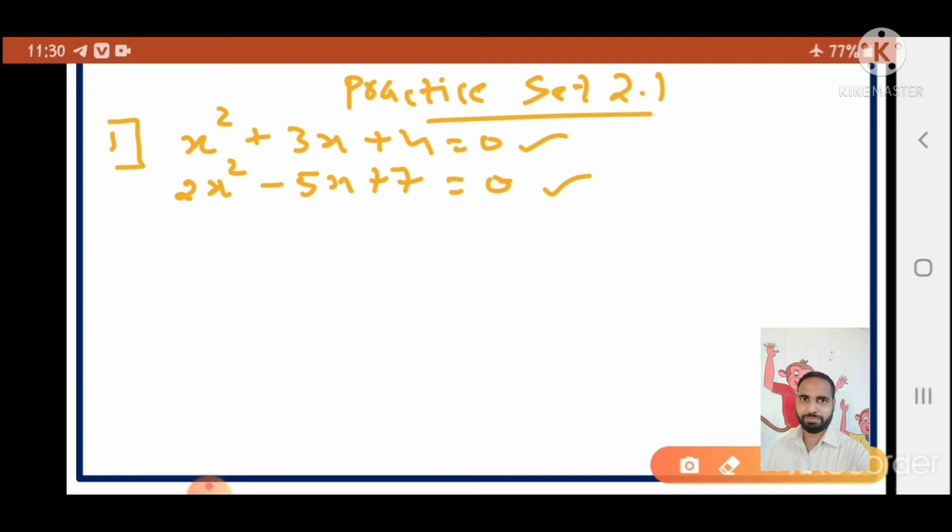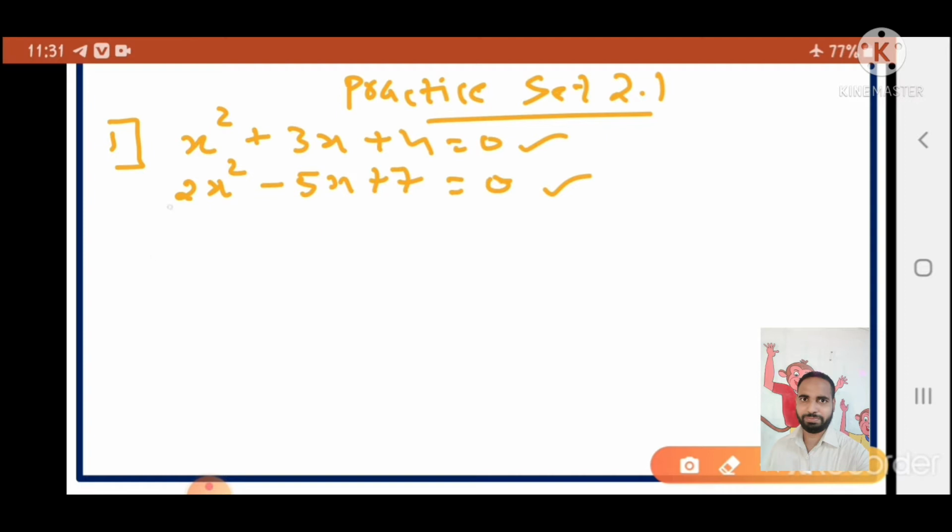So these are the quadratic equations. But you have to make sure that the equation contains only one variable. Meaning if there is an x, use x only, and if there is a y, use y only, and the highest index should be square, 2. If it is 1, then it is not a quadratic equation. If it is more than 2, then also it is not a quadratic equation. The highest degree should be 2. Is it clear with this?